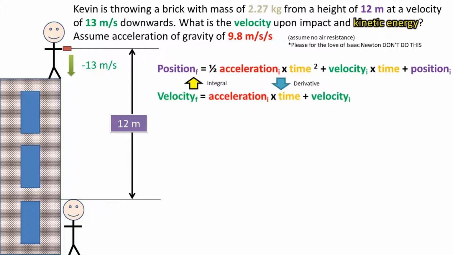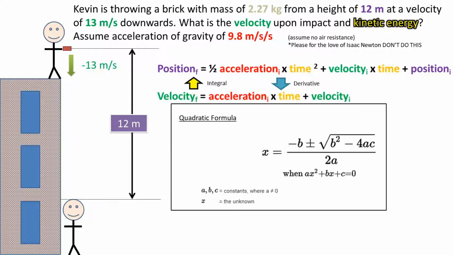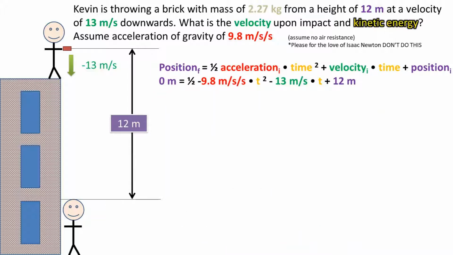To solve this problem, we'll be using the position formula and the velocity formula, along with the quadratic formula, and the kinetic energy formula, which are all listed on this slide. So first, let's plug in all of our values into the position final formula of 1/2 acceleration initial times time squared plus velocity initial times time plus initial position.